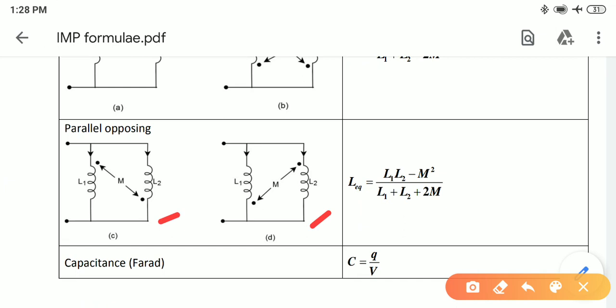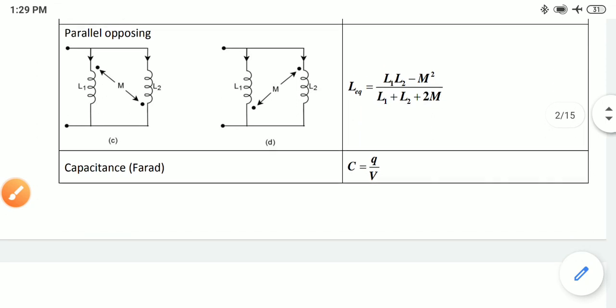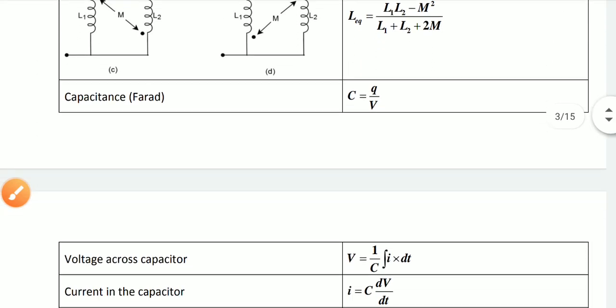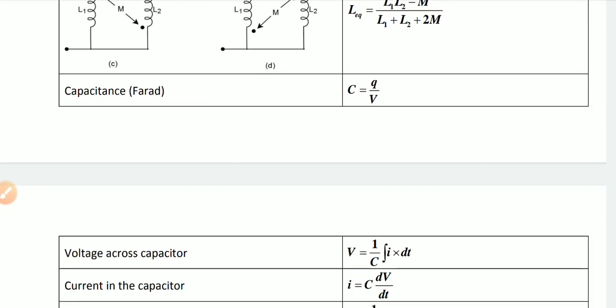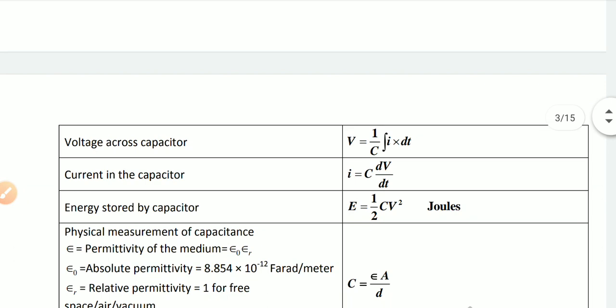So the equivalent, this case is called a parallel opposing, and the equivalent inductance is given as L1 L2 minus M square by L1 plus L2 plus 2M. Next, the capacitance is given as charge by voltage, C equal to Q by V. So the unit for capacitance is Farad. Next, the voltage across a capacitor is given as V is equal to 1 by C integration I dt.